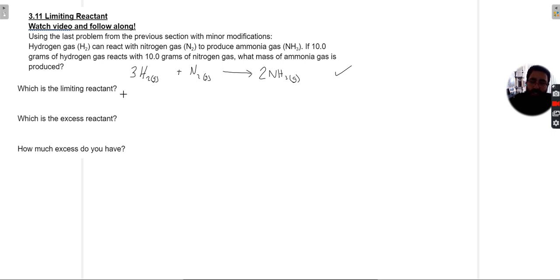Now, when they're asking what is the limiting reactant, what they're asking us to do is two problems: start the problem with one substance and compare it to the same problem, but starting with another substance. So let's do that. In this problem, they told us we have 10 grams of hydrogen gas, and 10 grams of nitrogen gas. And they want us to figure out which one's going to run out first.